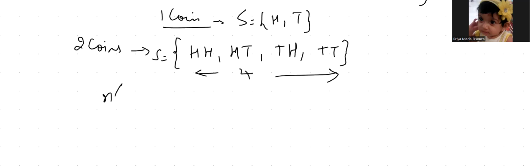Now, I can ask you a question. So sample space is very important. 2 markers sum, right?